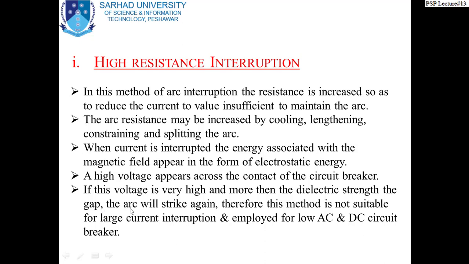The arc will strike again. Of course, if the voltage is very high and it breaks the insulation between the two contacts, the arc will strike again. Therefore, this method is not suitable for large current interruption and is applied for low current AC and DC circuit breakers. So this high resistance method is recommended for low current interruption, not very large current interruption, and it is suitable for both AC and DC circuits.